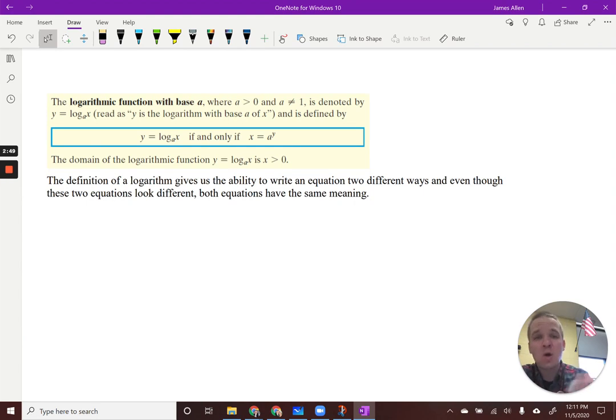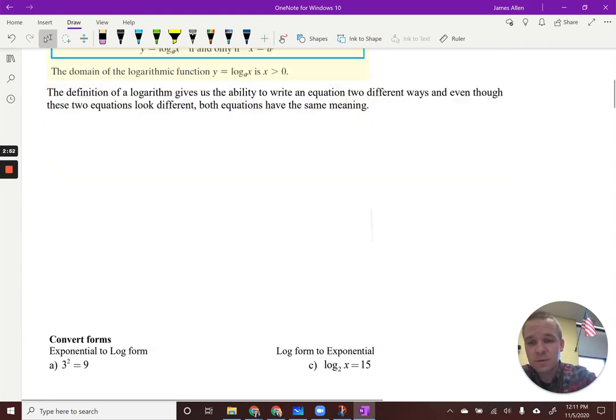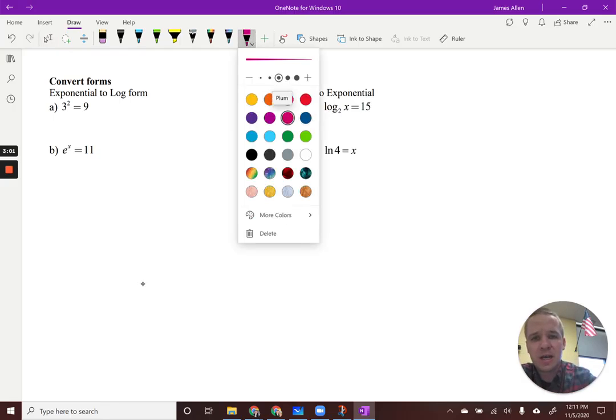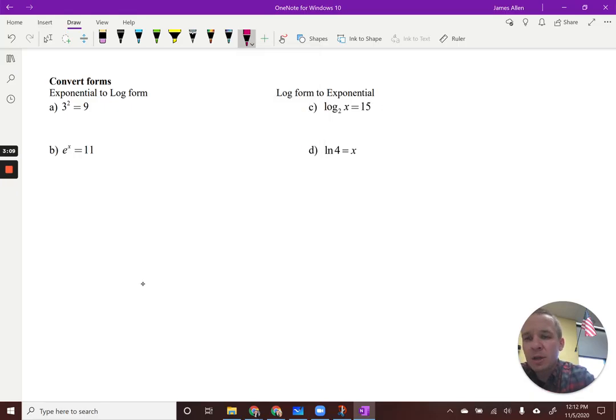All right, so let's practice with writing in the different forms. So converting the forms. Exponential to log form. Some of you may remember the loop and swoop. I'm a big fan of the loop and swoop just because it's fun to say. Let's go for it. All right. So my loop and swoop, I start with the base, swing around to the 9 and then to the 2. So I would have log base 3, start with the base, of 9 equals 2. All right, so there's my log form.